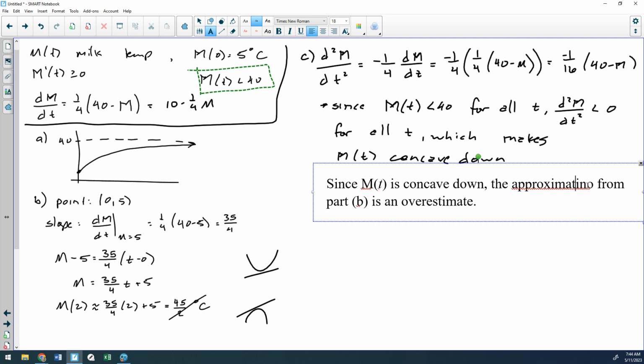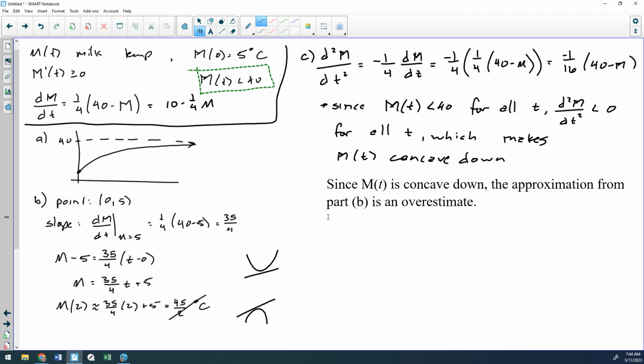Let me fix my spelling here. There we go, so there's part C. And part D is probably to solve the differential equation through separation of variables. Let me scroll down to part D here: use separation of variables to find an expression for m of t with the initial condition m of 0 is 5. Very predictable. And this is quite a nice differential equation, if there is such a thing.